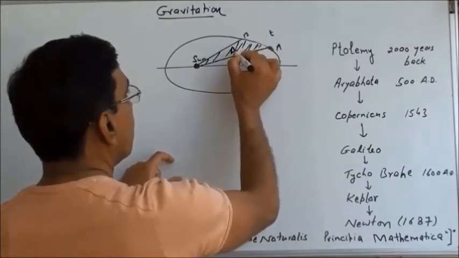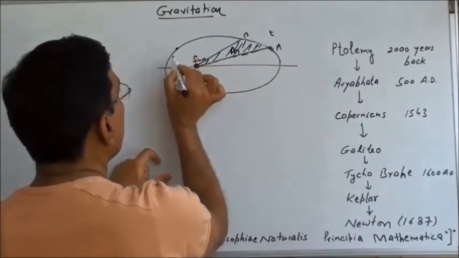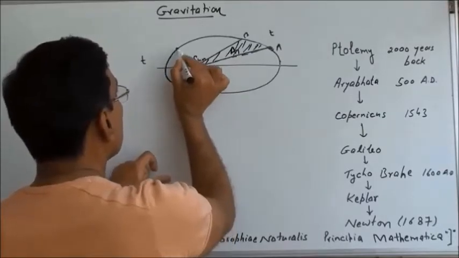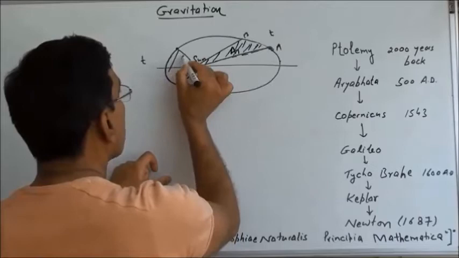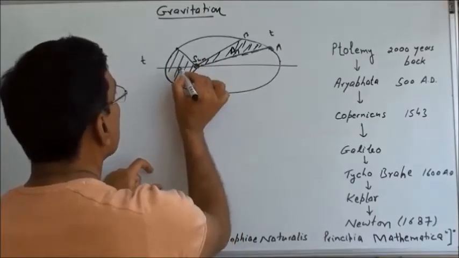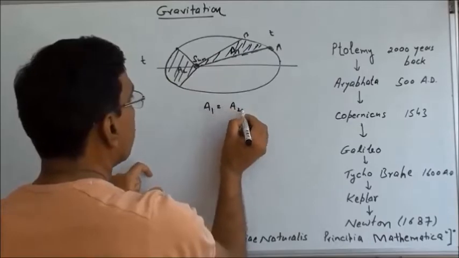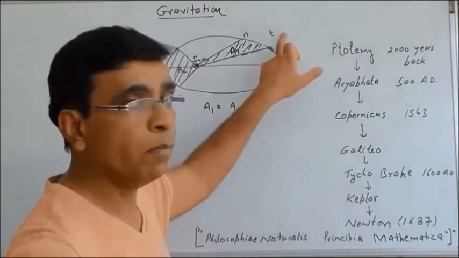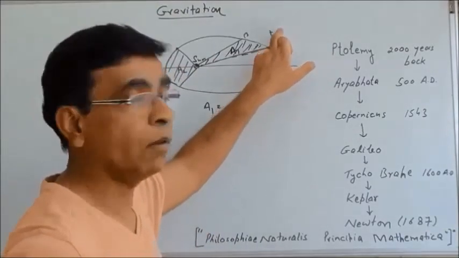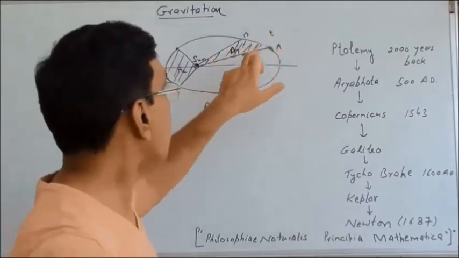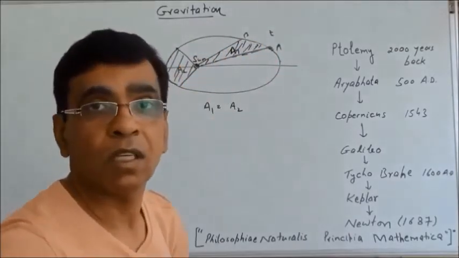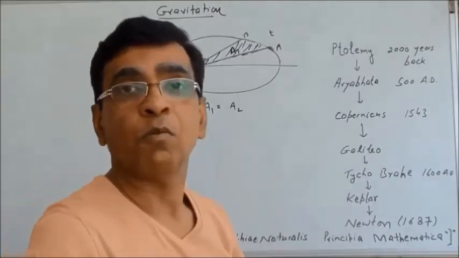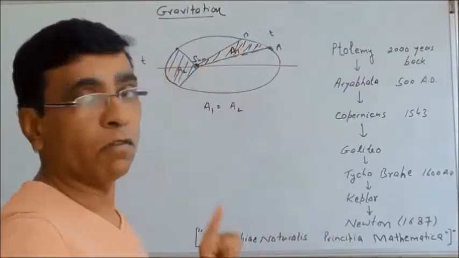Let this be A1. Now if this planet is here, then in time t it will still cover the same area. So it has to move faster. This area is A2, so A1 is equal to A2. This area is equal to this. Time is same. So any planet in a given time covers the same area while moving around the Sun. Areal velocity is constant. So the first law was planets moving in elliptical orbits, and second, areal velocity is constant.